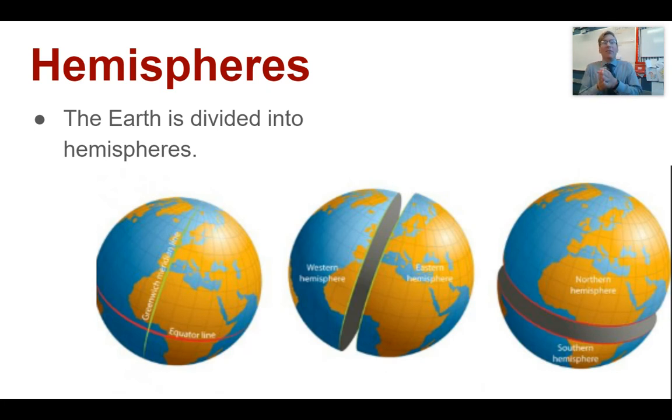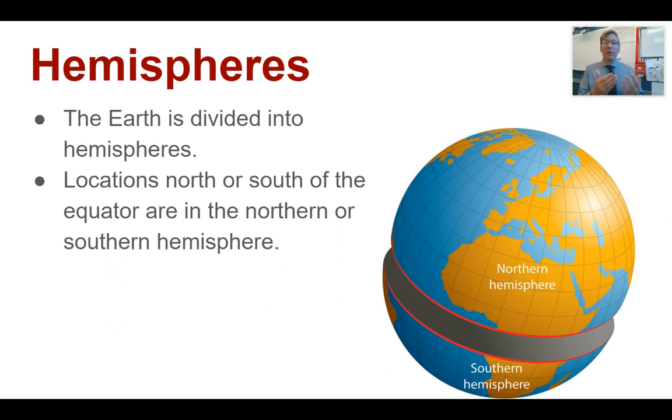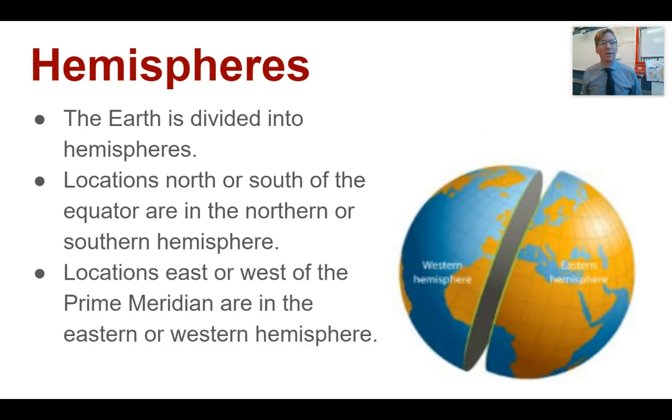So that leads into our final topic for today, the division of the Earth into hemispheres. Hemispheres are simply the dividing of a sphere into halves. We do this with north and south being located north and south of the equator. So the equator draws that line. North of the equator, you're in the northern hemisphere. South of the equator, you're in the southern hemisphere.